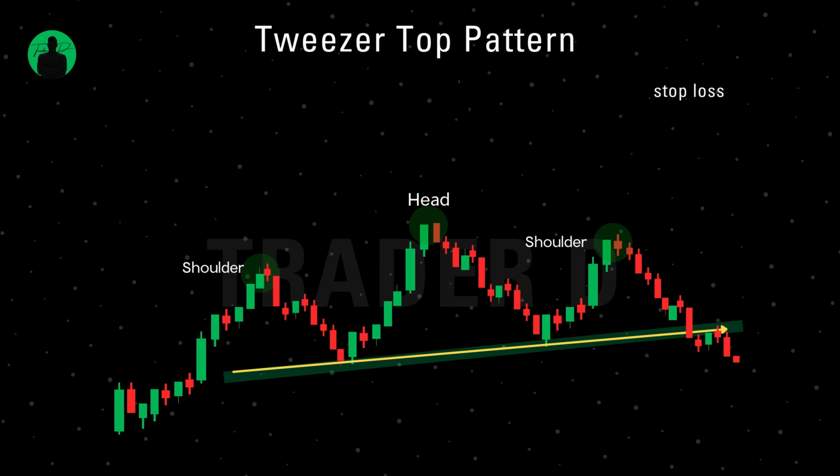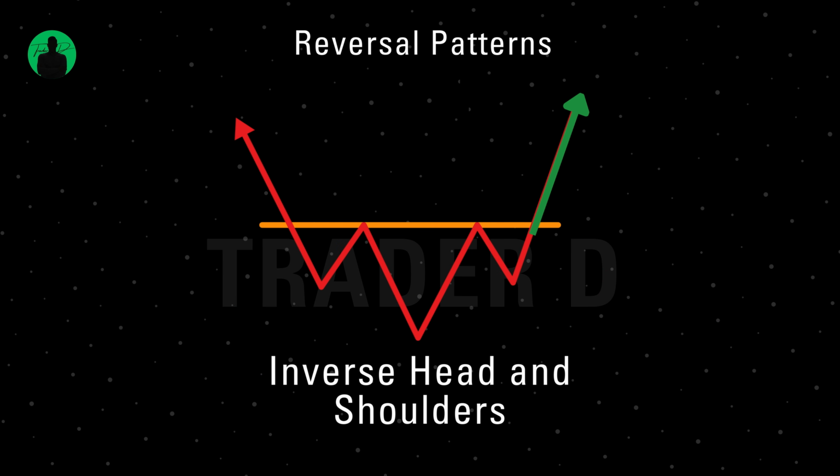The neckline is the line connecting the two pullbacks between the left shoulder and the right shoulder, usually sloping upward or flat. When the price breaks below the neckline, it confirms the reversal, indicating a shift from bullish to bearish momentum. Inverse head and shoulders pattern. The inverse head and shoulders pattern is the bullish counterpart to the head and shoulders pattern.